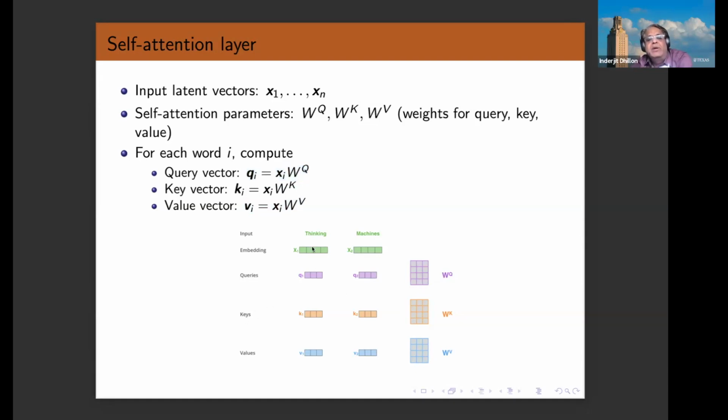Similarly, x1, a 4-dimensional vector, times WK, K being a 4 by 3 matrix, you get K1, which is a 3-dimensional vector. And similarly for "Machines", you'll get x2 times WK, and that will be K2. Similarly with value. So now, given this token x1, you actually computed 3 things from it: a query vector, a key vector, and a value vector.